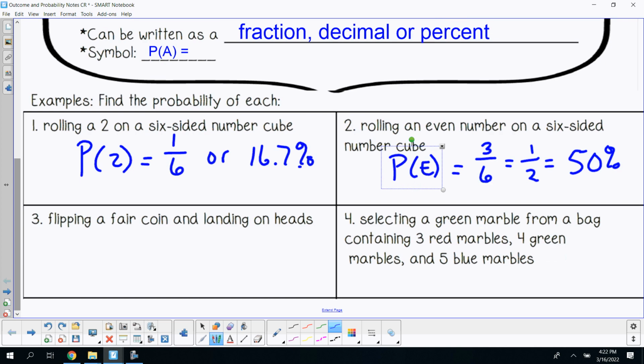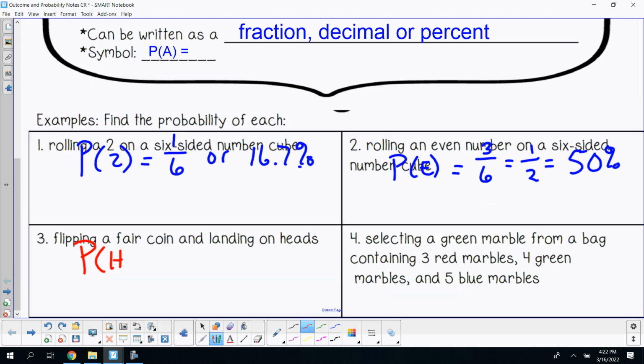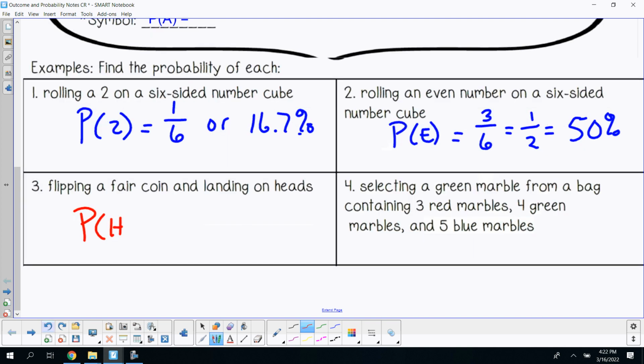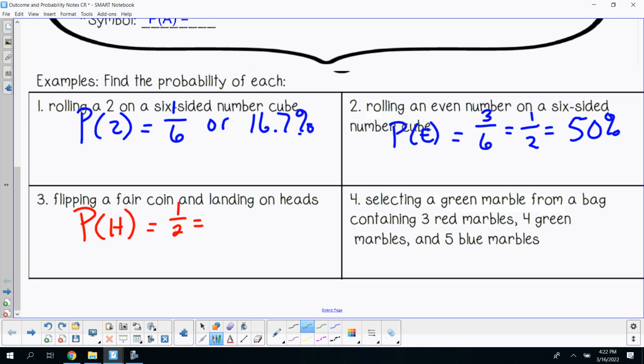What is the probability of flipping a fair coin and landing on heads? So the probability of getting heads when you're flipping a coin, that's a 1 out of 2 chance, or again, 50%.